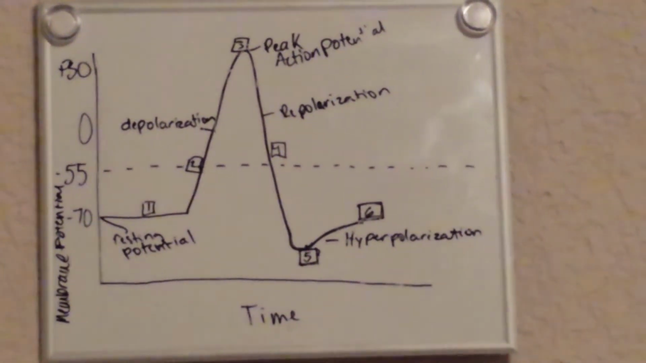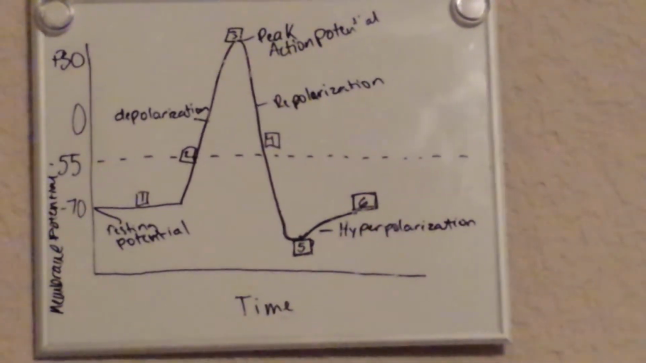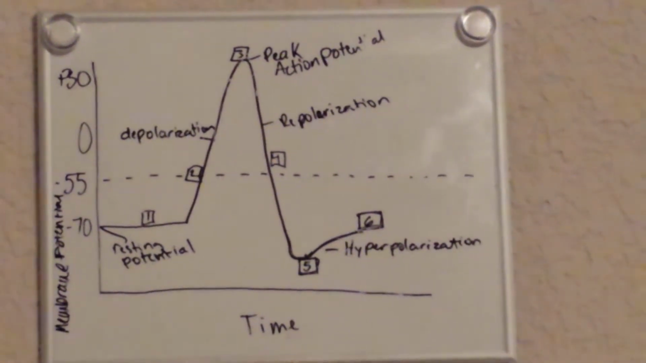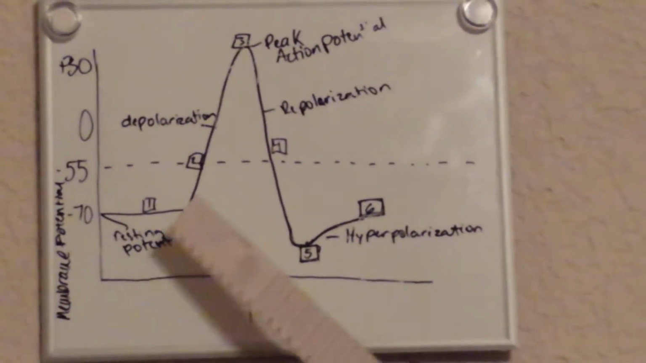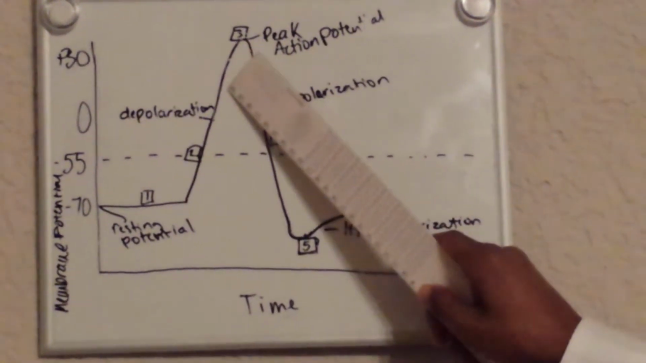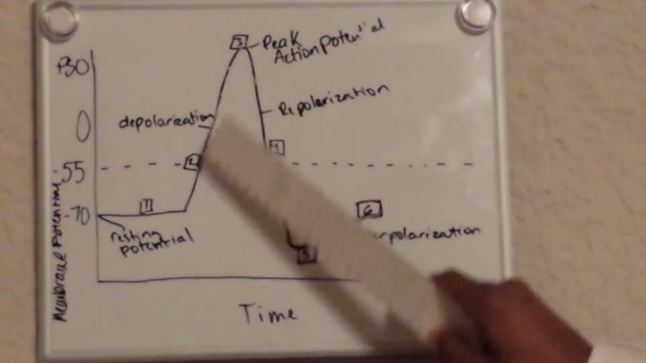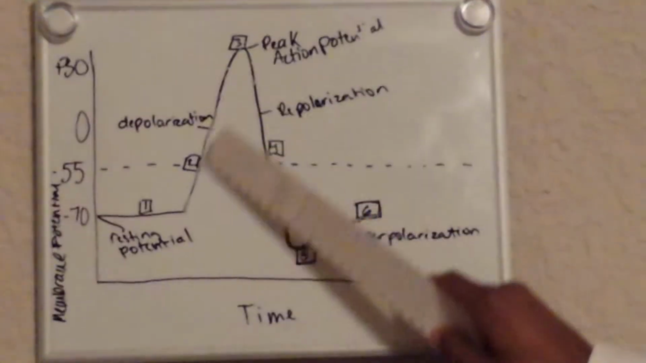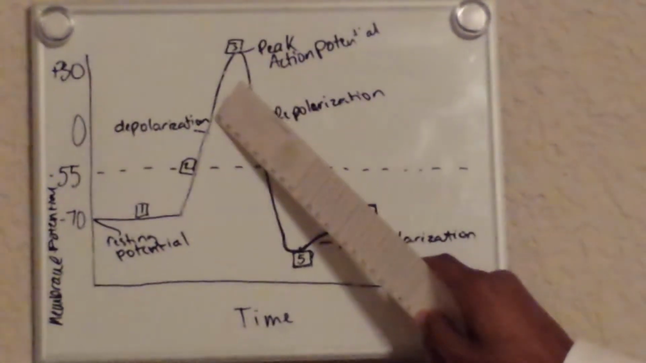And normally the charge on the outside of the cell is positive and the charge on the inside of the cell is negative, which we will see change with the depolarization, which is the increase in charge on the inside of the cell, and the inside of the cell becomes less negative.